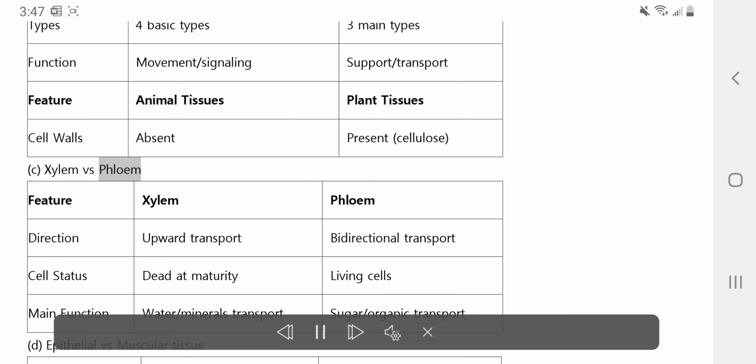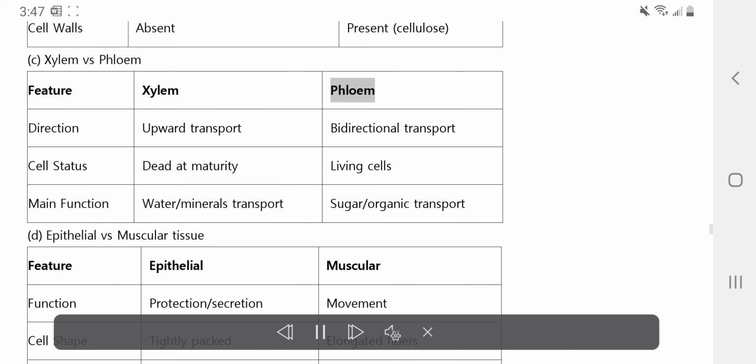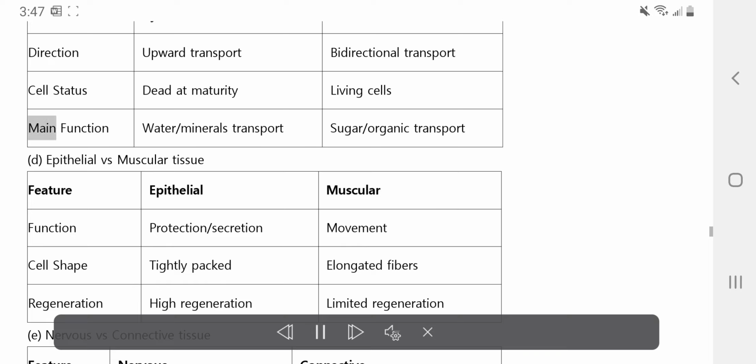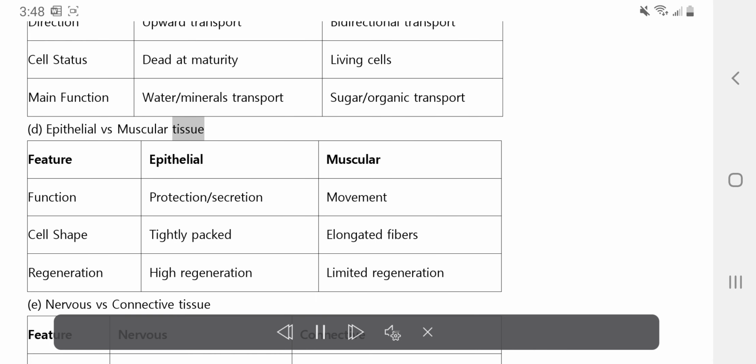Xylem versus phloem. Feature. Xylem. Phloem. Direction. Upward transport. Bidirectional transport. Cell status. Dead at maturity. Living cells. Main function. Water/minerals transport. Sugar/organic transport.